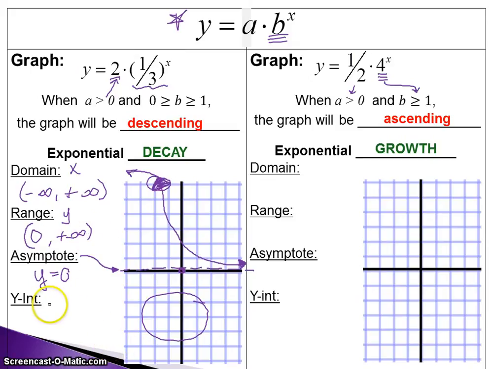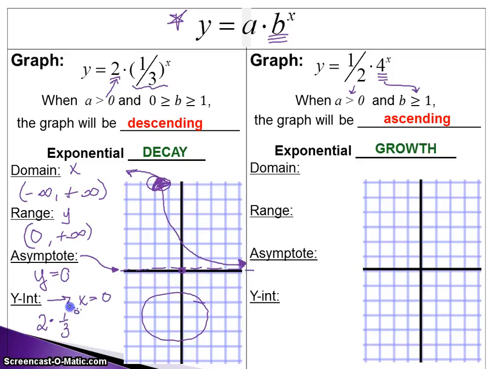My y-intercept, a little hint for how to find your y-intercept. Y-intercepts are always where x equals 0, always. So all you have to do is plug in 0 and then see what you come up with. So for this question, when I plug in 0, I have 2 times 1/3 to a power of 0.